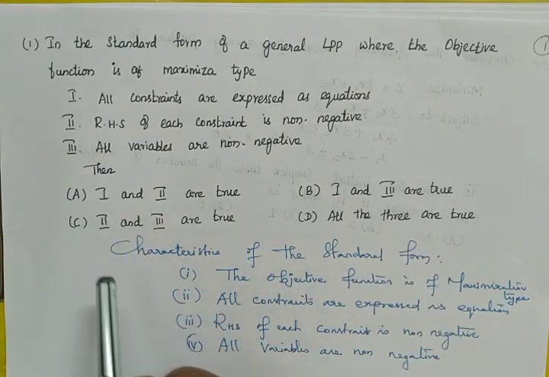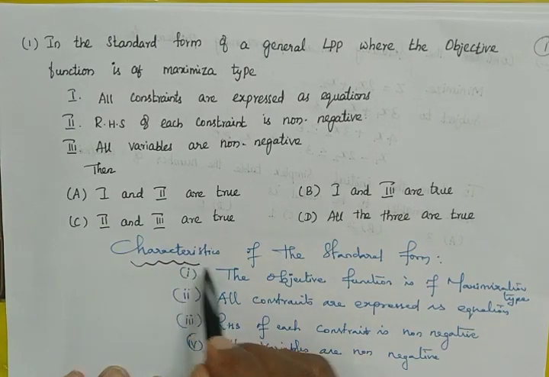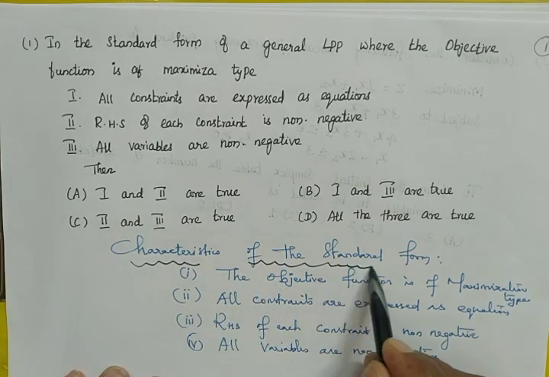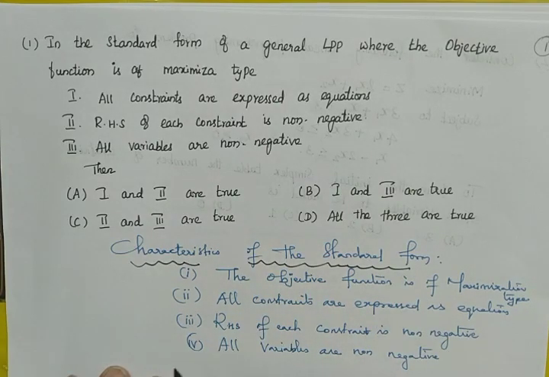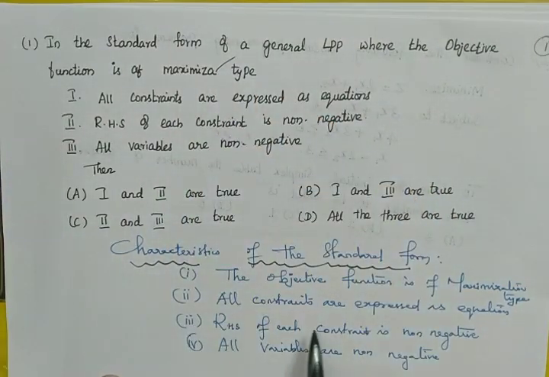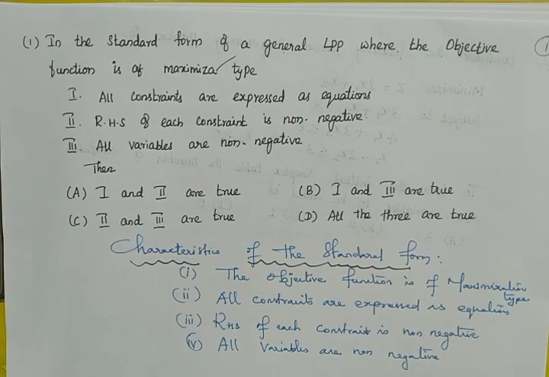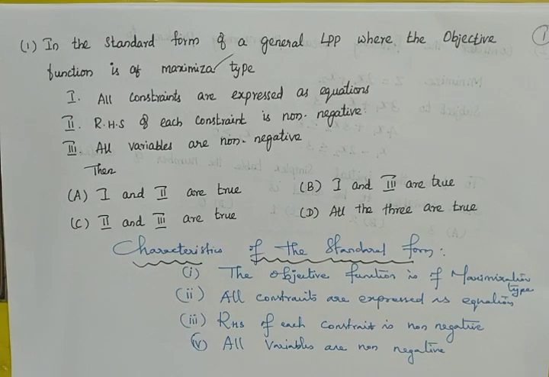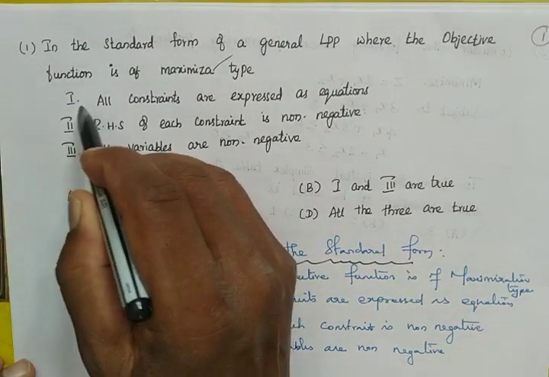Before choosing the option, you should be clear about the characteristics of the standard form, because if any other question is given in the examination, you are supposed to answer that. The characteristics: the objective function should be of maximization type. All the constraints are expressed as equations. The constraints may be given as less than or equal or greater than or equal, and you express them as equations by using a suitable slack or surplus variable based on the given constraints.